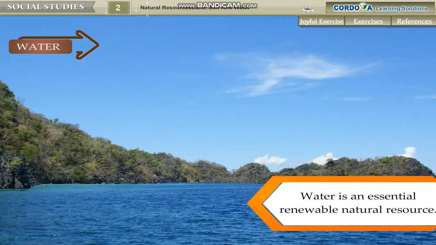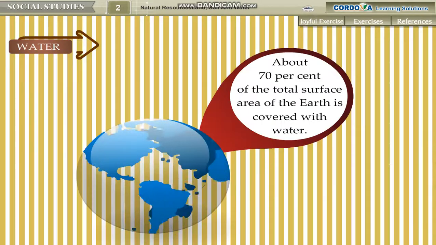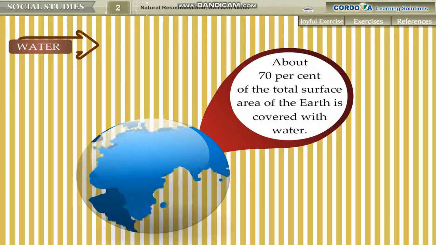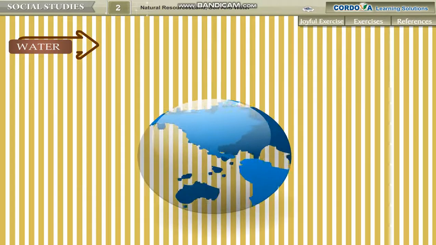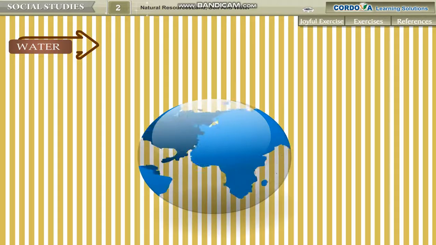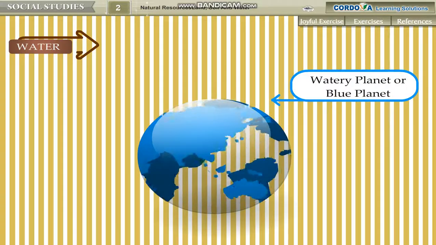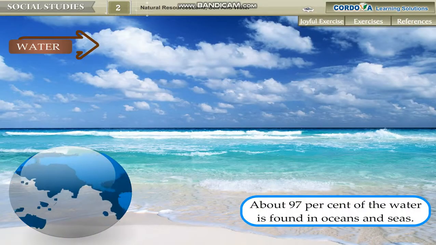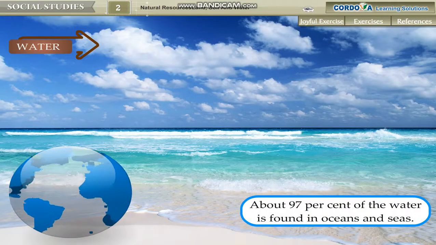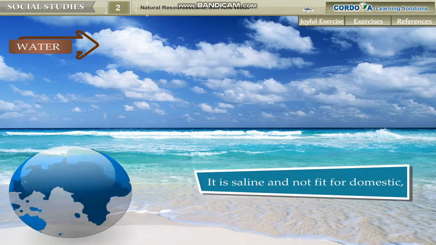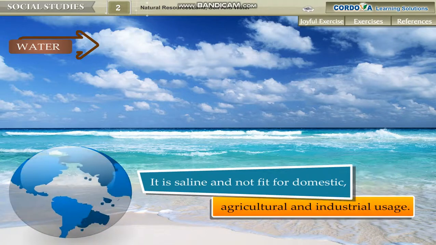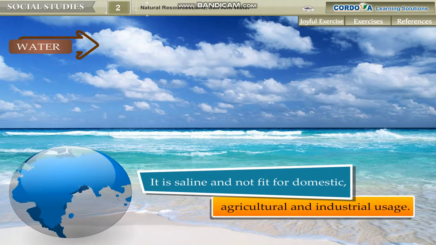Water. Water is an essential renewable natural resource. About 70% of the total surface area of the earth is covered with water. Therefore, it is often called the watery planet or blue planet. About 97% of the water is found in oceans and seas. It is saline and not fit for domestic, agricultural and industrial usage.